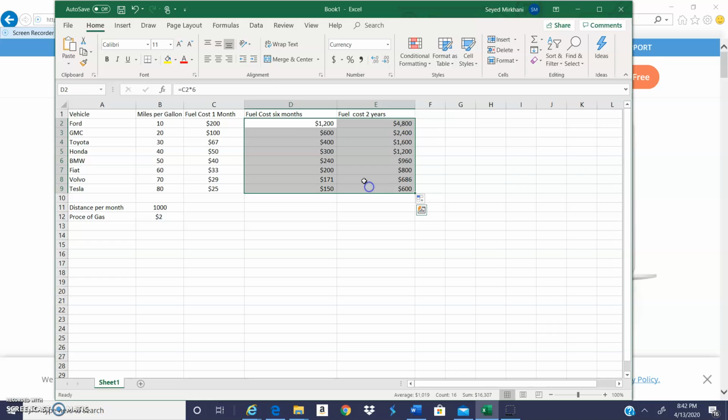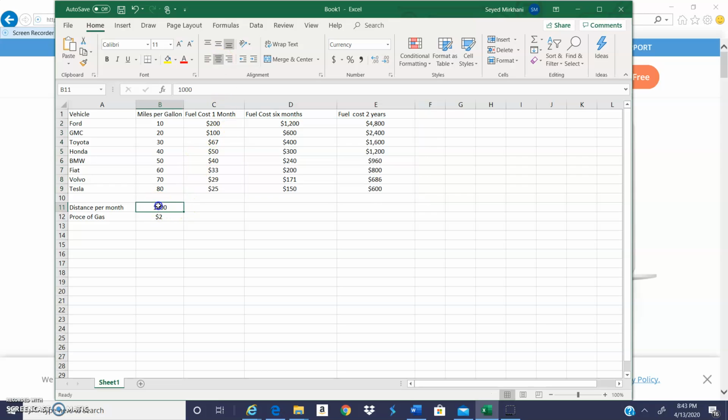Let me center this. And that's all about this creative problem. It wanted you to understand the absolute cell reference for this one. We were not worried about absolute cell reference here because when we multiplied it by 6 and copied it, it multiplied this one by 6, this one by 6, everything was multiplied by 6. Therefore, that was the goal of showing you absolute cell reference.